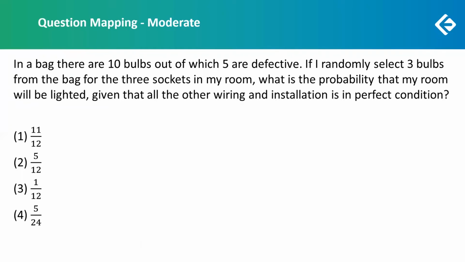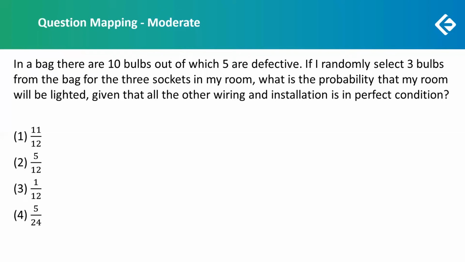Next, we had a question on probability. So there were 10 bulbs in a bag, out of which 5 were defective. 3 bulbs were being selected randomly for 3 sockets in a room. And we had to find the probability that the room would be lighted, given that everything else was in good condition. Now here, the tricky part was that the room has to be lighted.